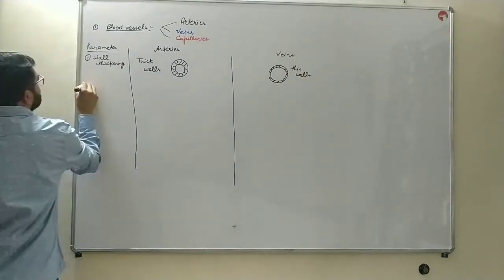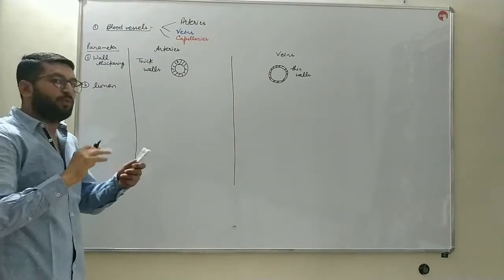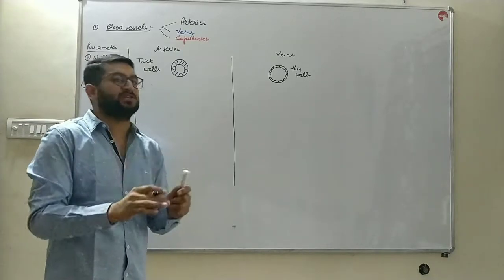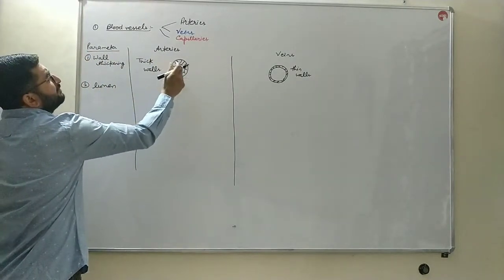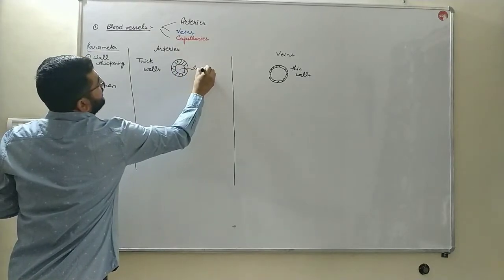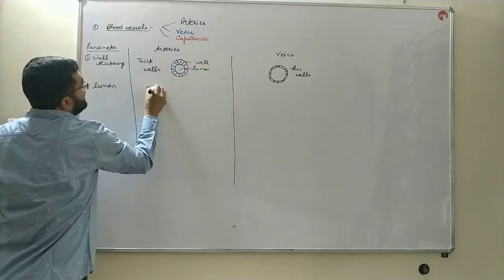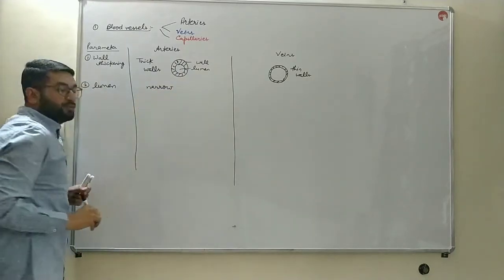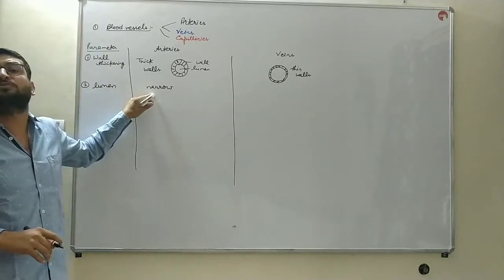The second difference is lumen. You can combine these two differences as well. That is, wall thickening and lumen can be read together as well. As their wall is thick, the lumen, the cavity in between them, is narrow. This is wall. This is the lumen. So arteries have thick walls and narrow lumen.